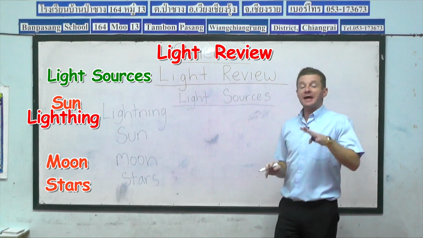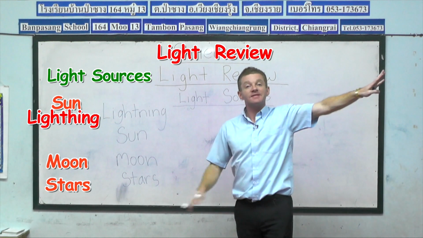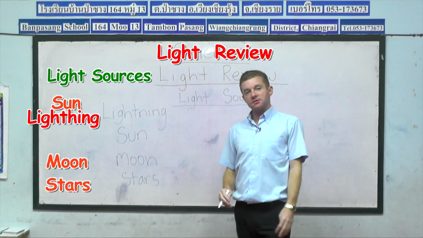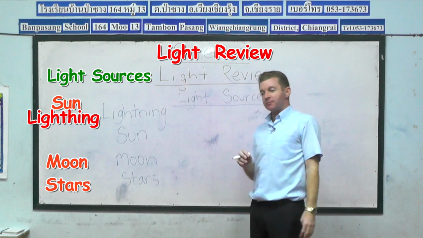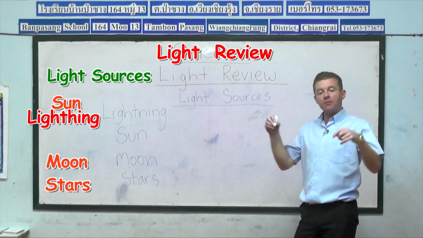Now these light sources that we've looked at so far, lightning, sun, moon, and stars, these are all light sources from outside. They are natural light sources. But can we think of other types of light sources? Like how about in this room now?